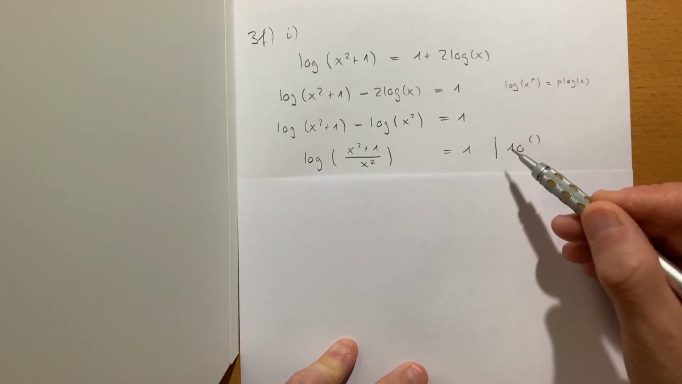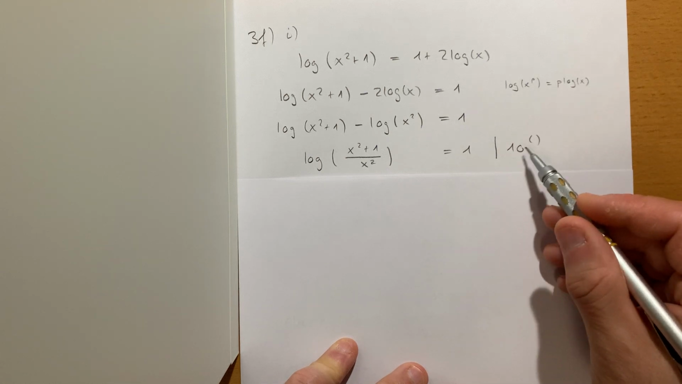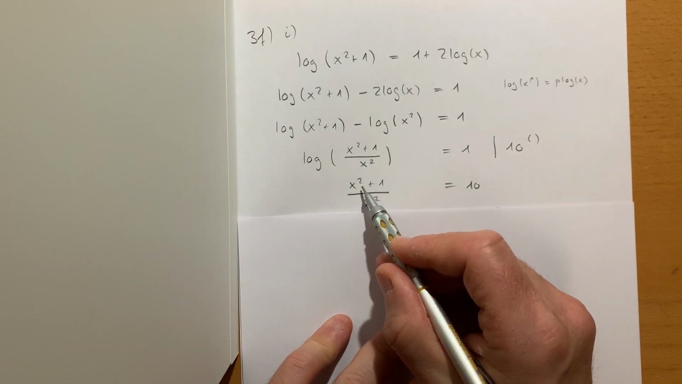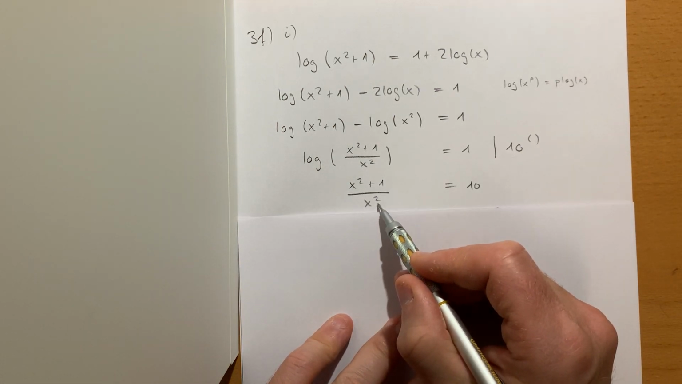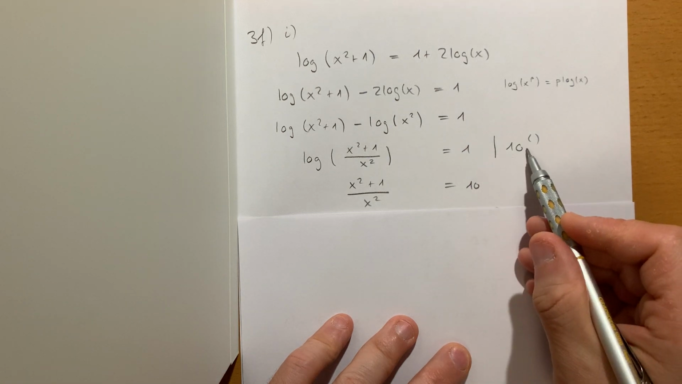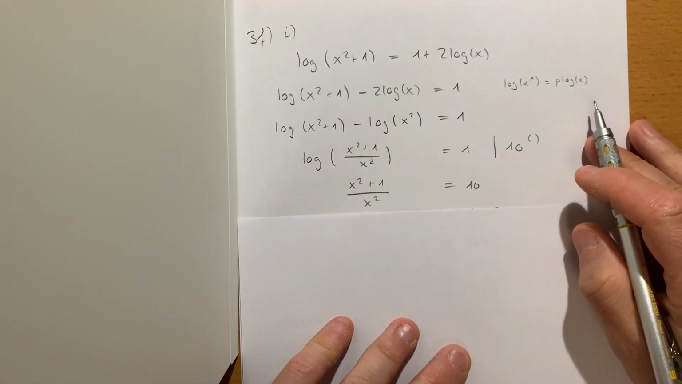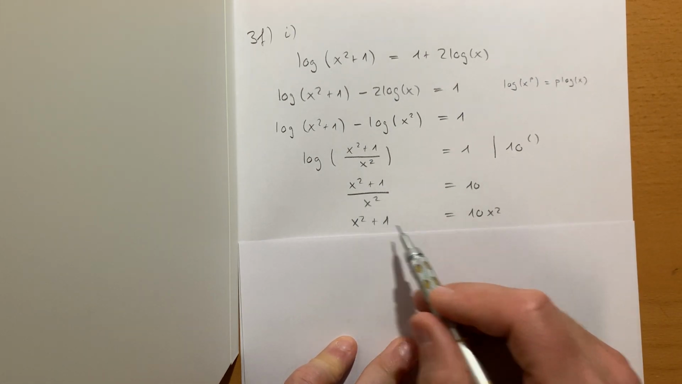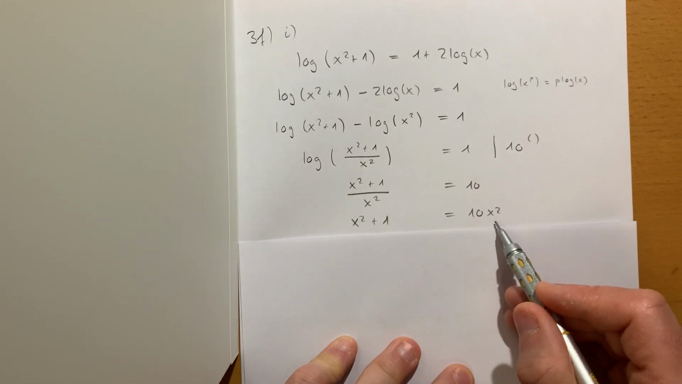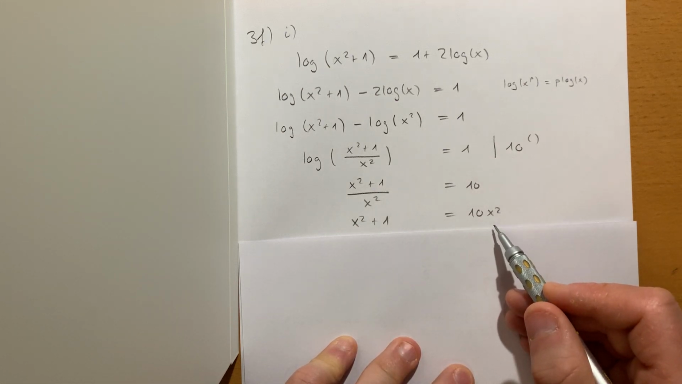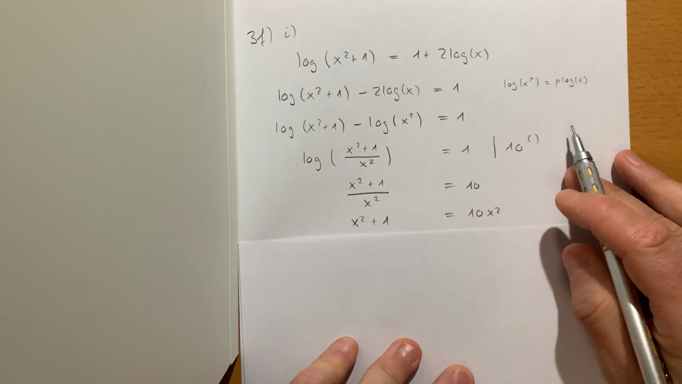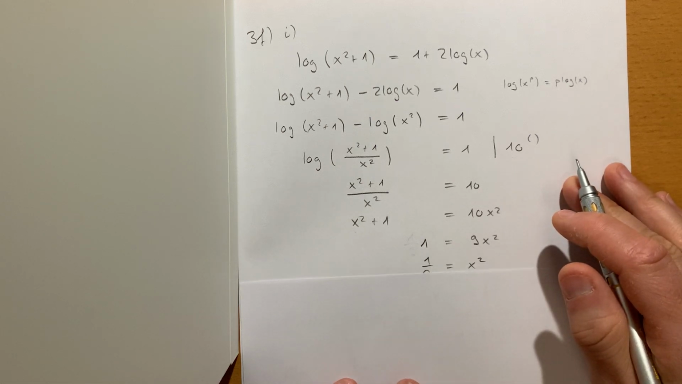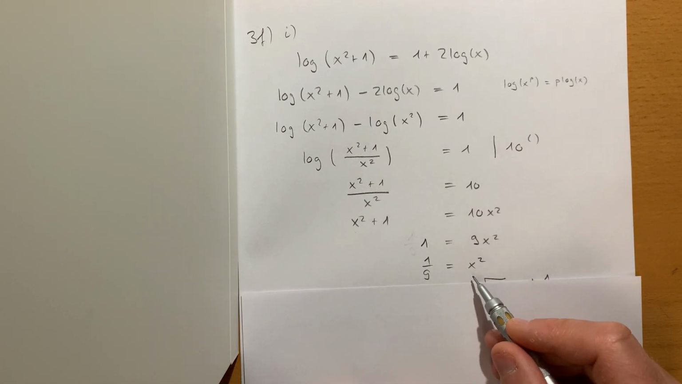So now we're going to undo the logarithm by using the inverse function. So it's x squared plus 1 over x squared, and then 10 to the 1 is obviously 10. Then you multiply by x squared on both sides. So you get this. This will be a very simple quadratic. We subtract x squared on both sides, and this is what we get. Now we divide by 9, and we get x squared is equal to 1/9.